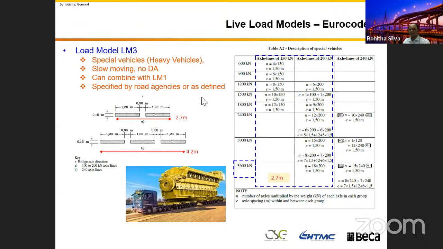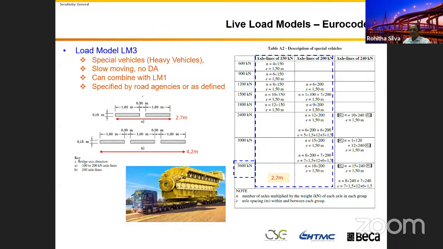And this one is specified by the road agencies or otherwise as designed. Especially when you are going to use Eurocode, the road agencies need to, I think they are contractually bound for this one. They need to define what is their requirement for this particular highway or particular bridge. If they want the bridge designer to design their bridge for a heavy vehicle load, then they need to specify what is the LM3 model. It could be 600 or it could be 3,600.